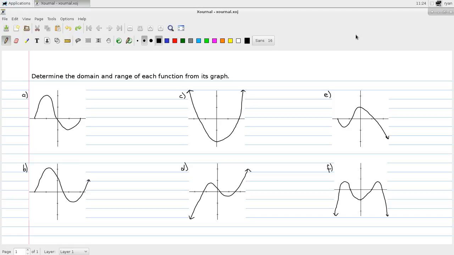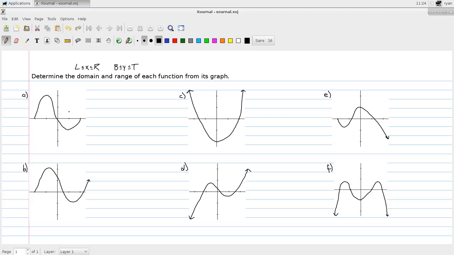Determine the domain and range of each function from its graph. When finding domain and range, remember that the domain is a set of x values that are allowed in the function. Generally, these x values fall between the left-hand endpoint and the right-hand endpoint. The range tells us the set of y values that we get as outputs. So the range will be the y values that fall somewhere between the lowest y value, the bottom y value, and the topmost y value.